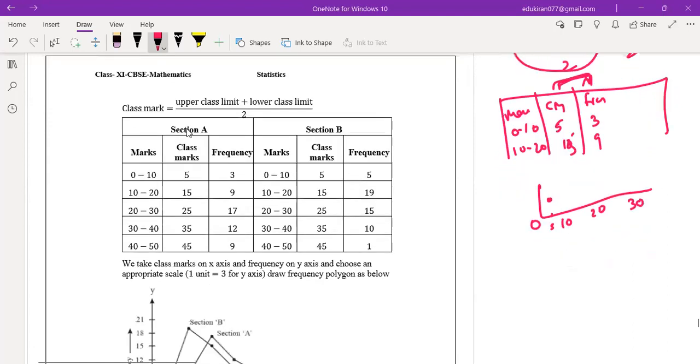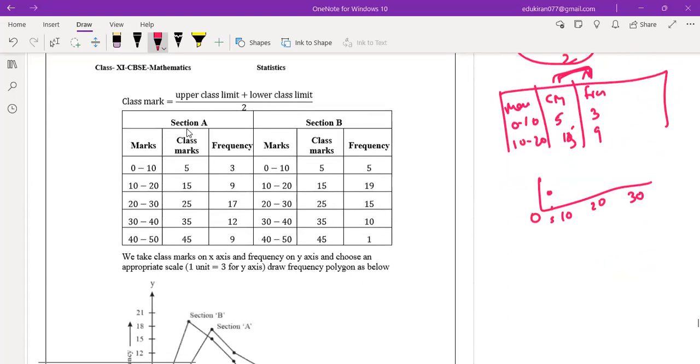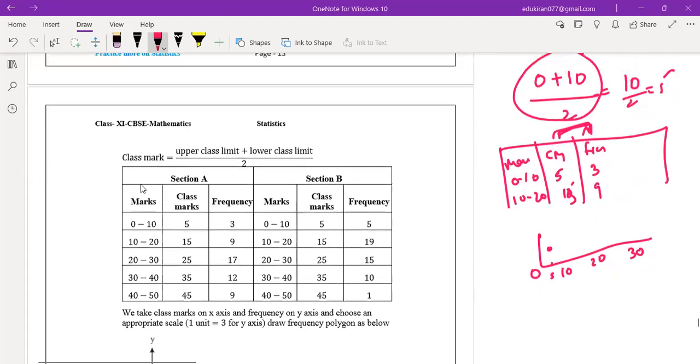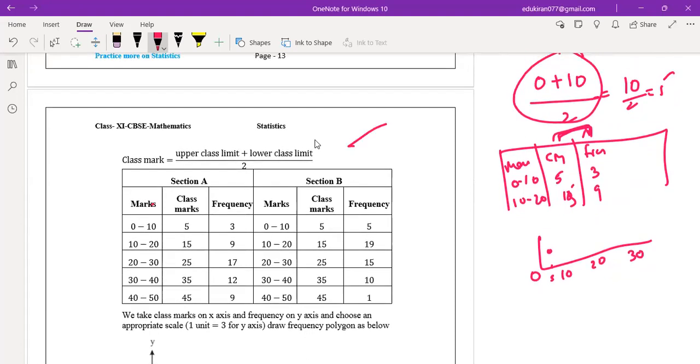Now draw the graph. The simple lines and percent, whatever you want. Ma'am, do class marks always lie on the y-axis or x-axis? X-axis. Frequency will always be on the y-axis. Zainab, is it clear? Whatever I told? Yes, ma'am.